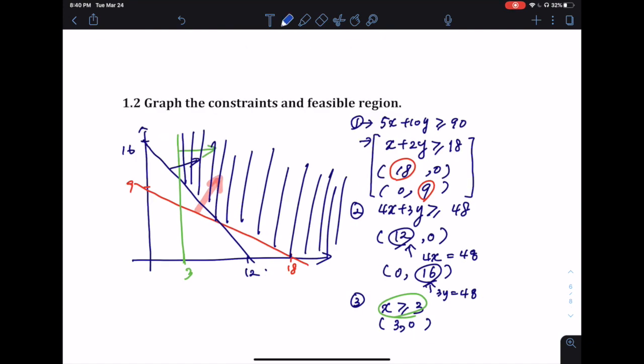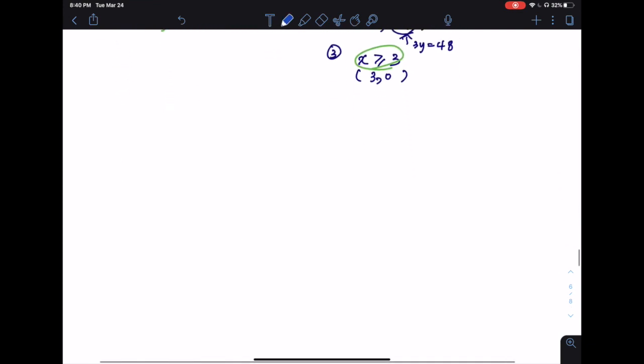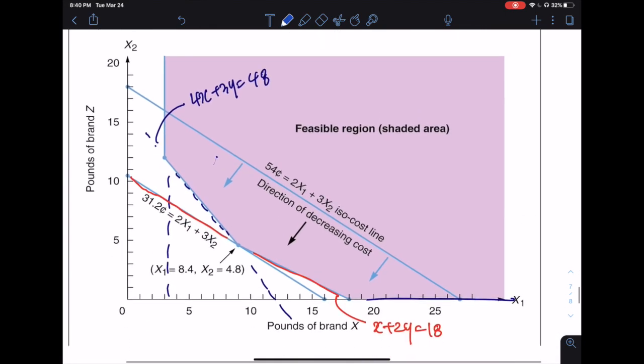A slightly better graph is shown here, and you can easily figure out how many corner points we have: 1, 2, and 3. Let's say these points are A, B, and C. Let's try to find the corner points. First, this point A is just the x-intercept of this line. Therefore, this is (18, 0).